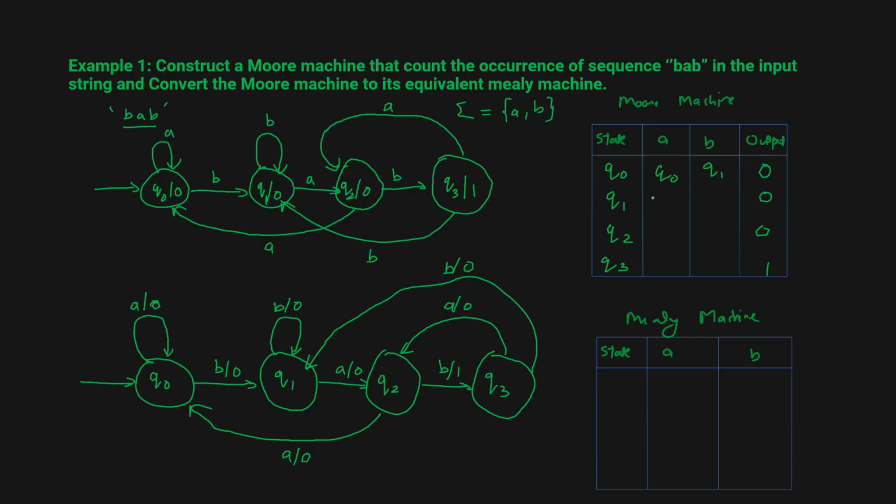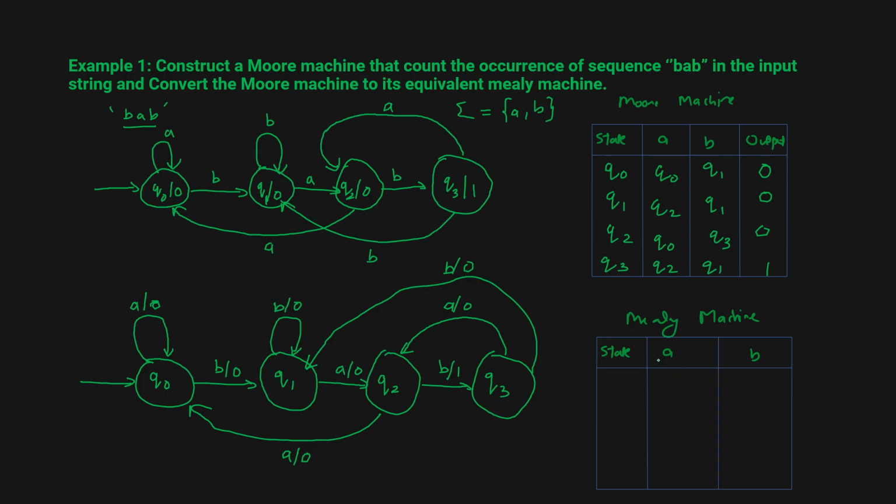In Q1, if you get input A, you are going to Q2, and if you get input B, you are going to Q1. In Q2, if you get input A, you are going to Q0, and if you get input B, you are going to Q3. In Q3, if you get input A, you are going to Q2, and if you get input B, you are going to Q1.